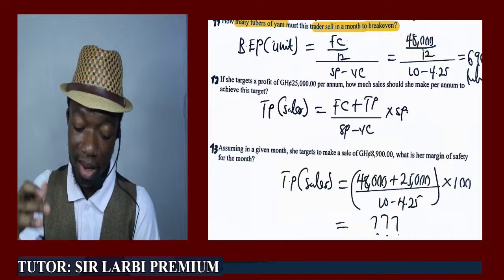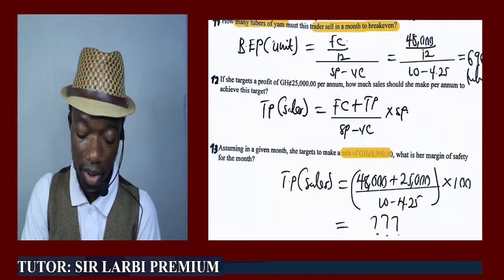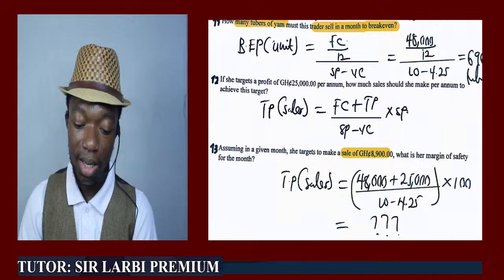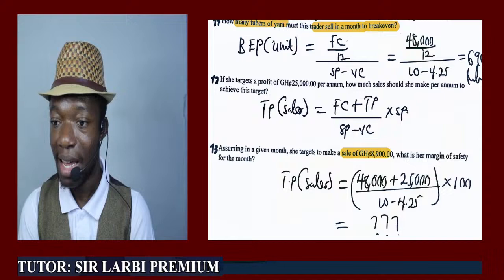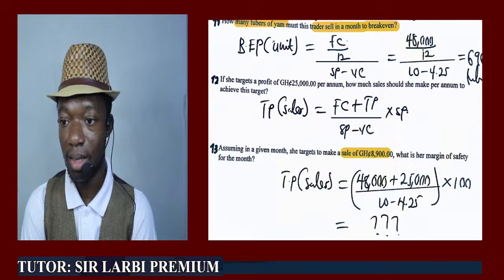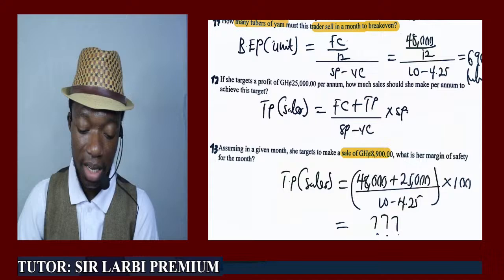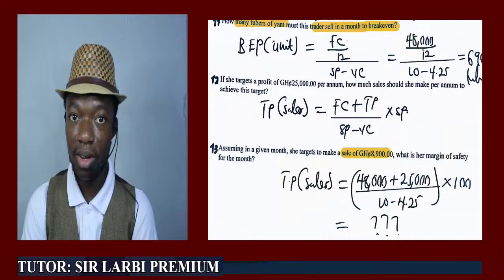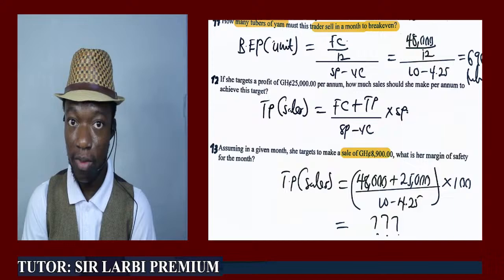So here we have the sale in the month as 8,900. So what will be the margin of safety for the month? We are going to subtract 696 from 8,900, because we have been told that she targets to make a sale of 8,900. That's a target, right? So as we said, margin of safety is the sales compared with the break-even point. So you just have to compare the two. Whatever you get becomes your margin of safety in terms of sales value for the month, and you are good to go.